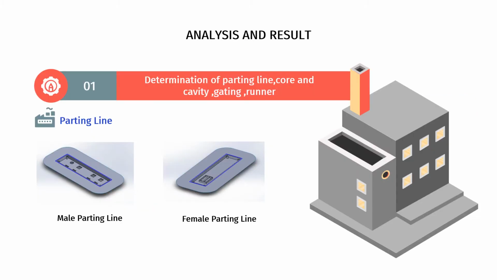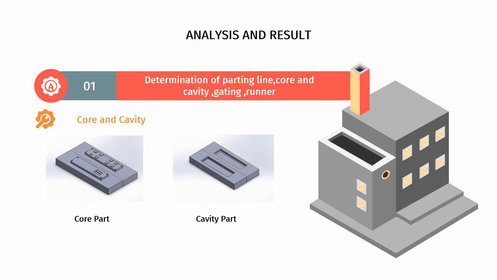So for the next slide, I will present about the analysis and the results. For this part, we determine the parting line, core, cavity, gate, and runner for the mold design. A parting line is the line of separation of the part where the 2 halves of the mold meet. After the parting line is produced in the part, the core and cavity will come out for the female and male of the mold design.